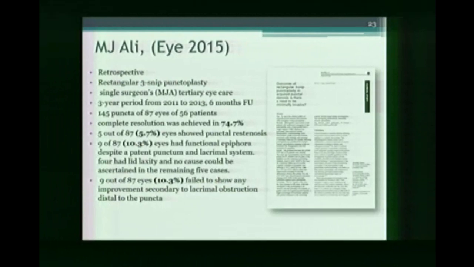However, I would say the low success rate in his study was because of the inclusion and exclusion criteria. 10% had functional epiphora despite a patent system, and 10% were having obstruction to the punctum. So the punctum is not the one to be blamed.